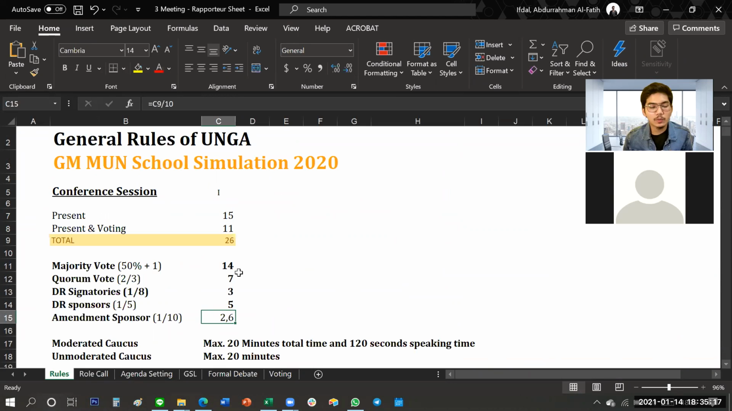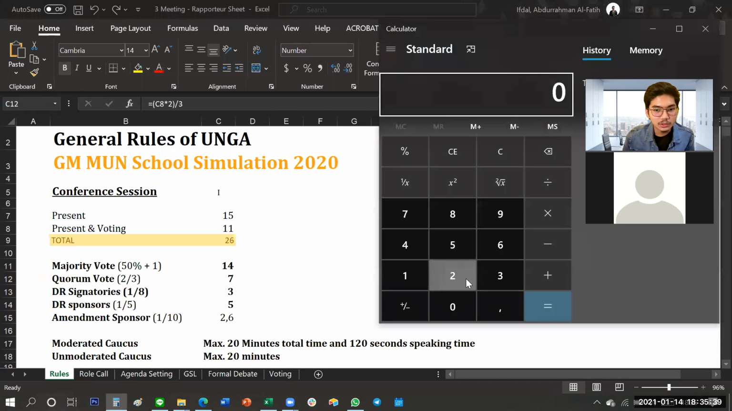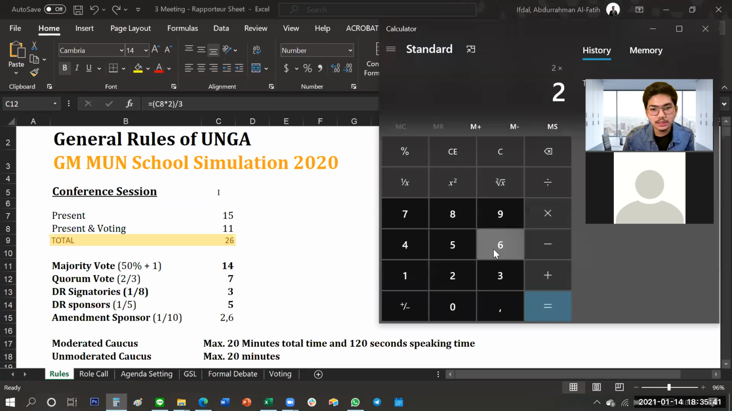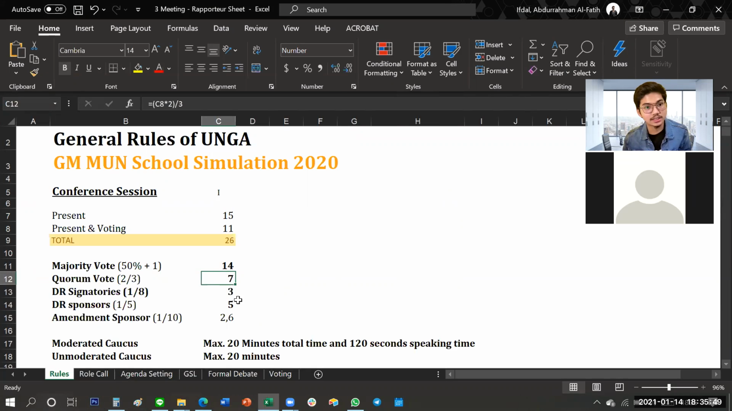So when will you use majority vote and when will you use the quorum vote? This is to determine whether or not this is actually the way resolutions pass. For example, in the quorum vote, I believe there's some miscalculation here, or perhaps I'm not calculating well enough. So 2 times 26 is 52, divided by 3 is 17. This should be 17, guys. Sorry. So this is the quorum vote.